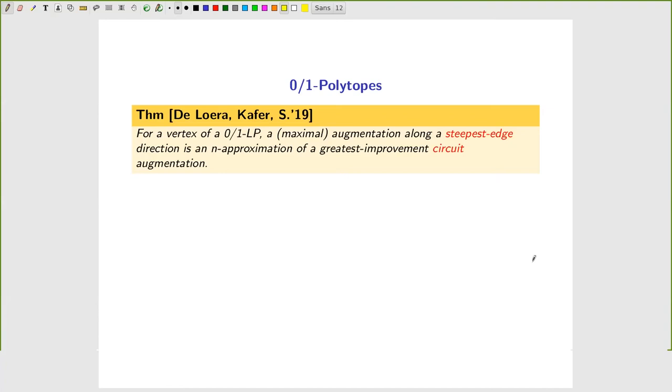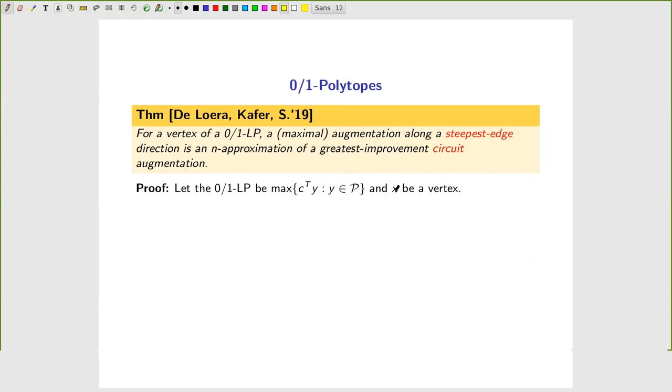Okay, this I want to stress. Here we are using the edges, but these are going to give us an approximation of a greatest improvement circuit augmentation. And the intuition for why this is going to be true: we can view it as follows. Suppose we have a 0-1 LP, maximize c transpose x such that x is in P, and suppose that x is your vertex.